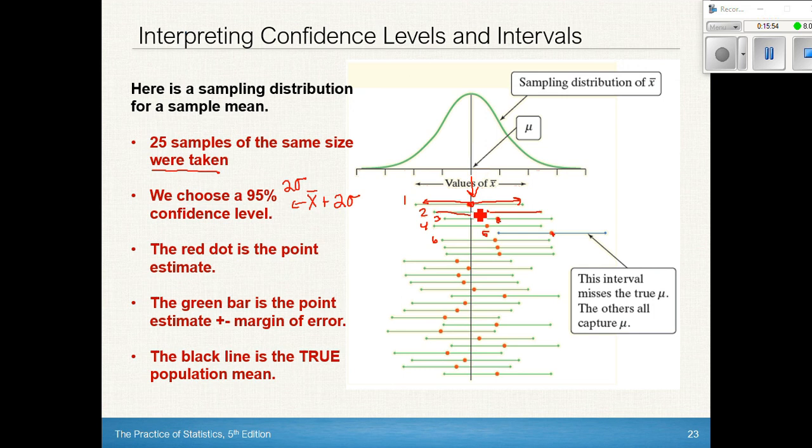Now, if we take a look at all of these samples, we notice that every single one of them contains the true population mean. So we did a pretty good job, except one of them.